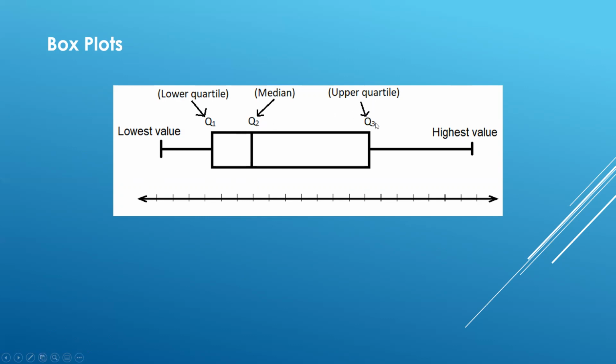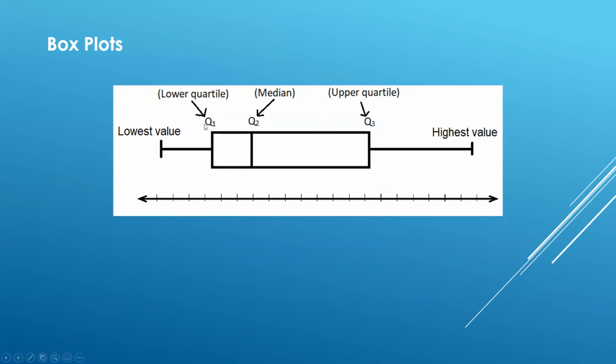And then the upper quartile is Q3, i.e. 25, 25, 25, that's the 75th percentile, right? So the 25th percentile, the 50th percentile, the 75th percentile, they all mean the same thing as Q1, Q2, Q3, or lower quartile, median, upper quartile, right? It's three different ways to describe the same three things.